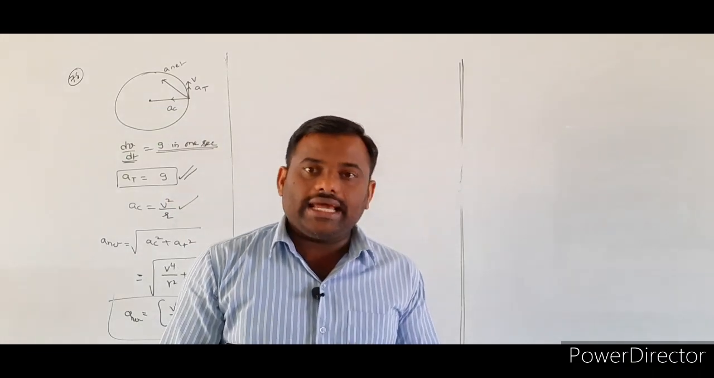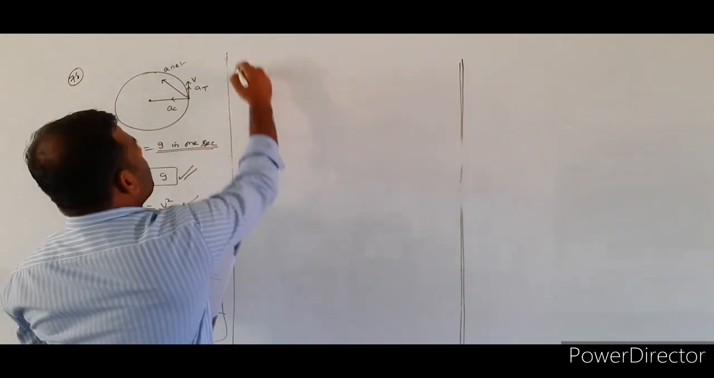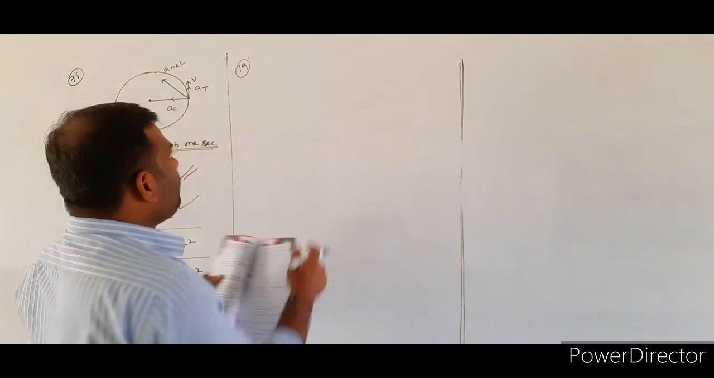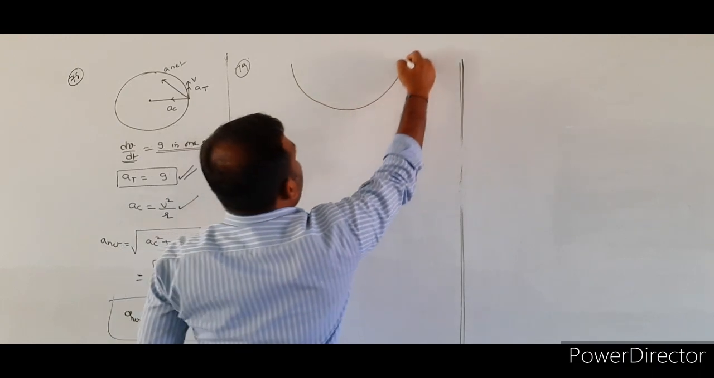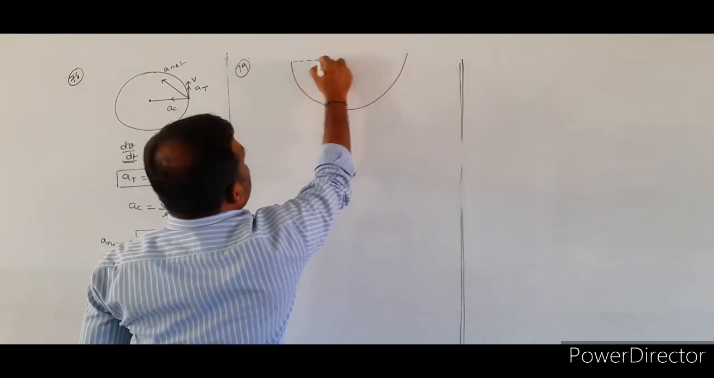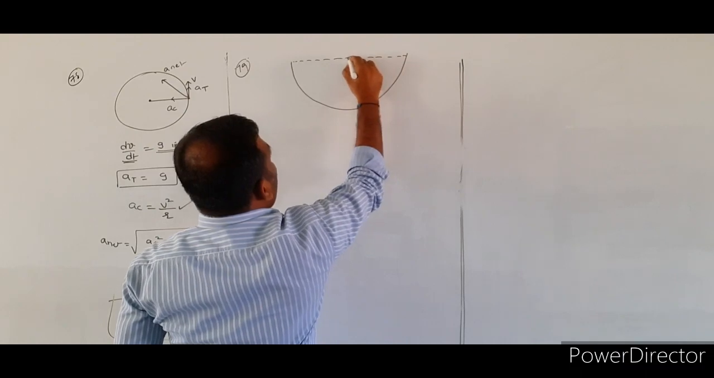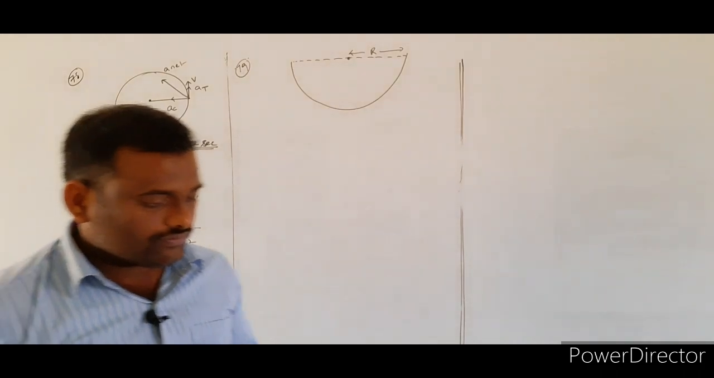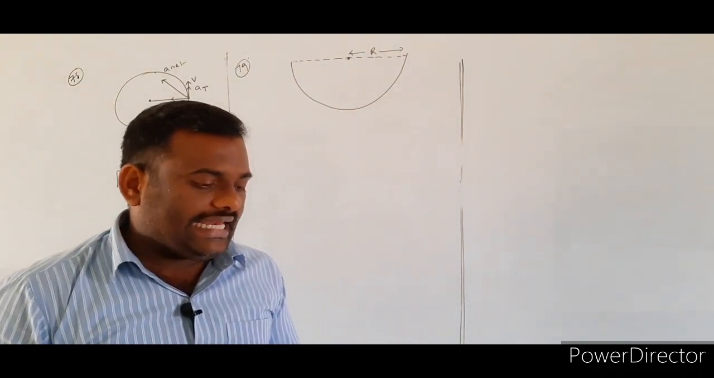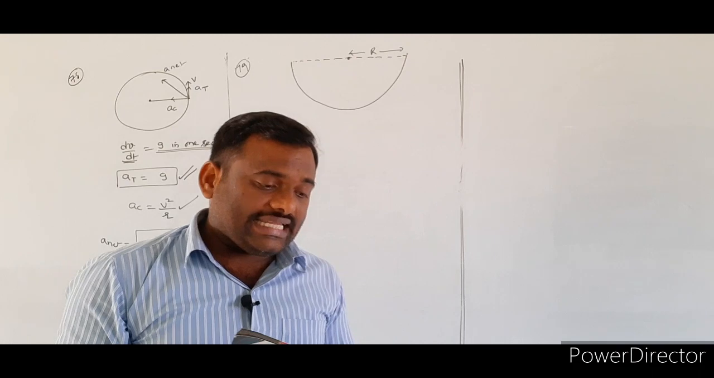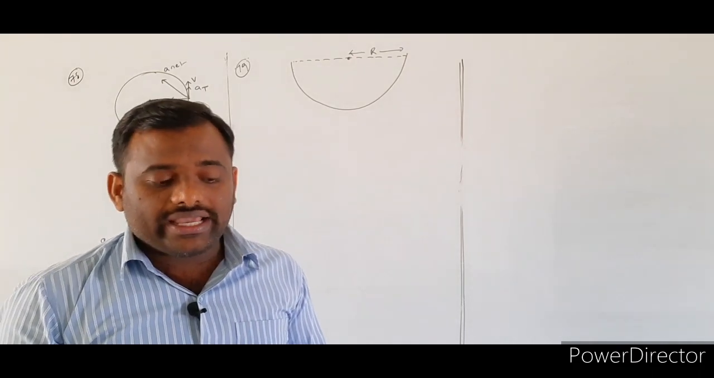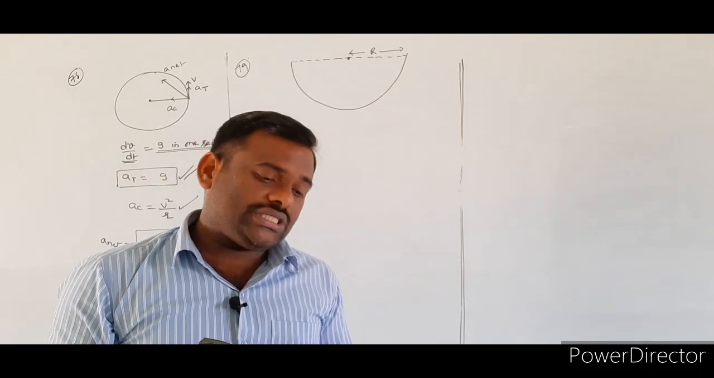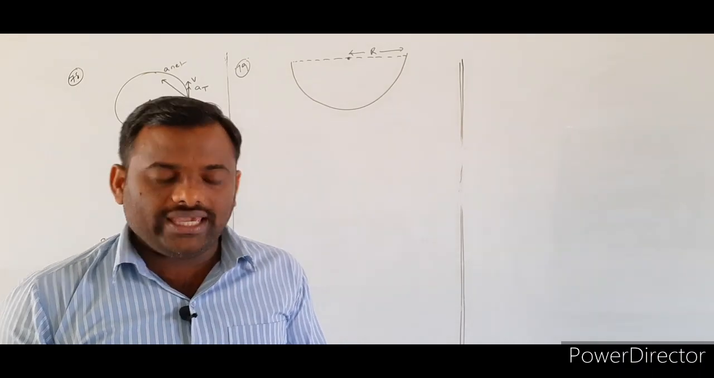Next, problem number 79, a very important numerical. Here they have given a hemispherical ball whose radius is equal to capital R. A small particle is released from the point P. As it reaches the point Q, its kinetic energy becomes capital K. The force exerted by it on the hemisphere at Q is, see here.